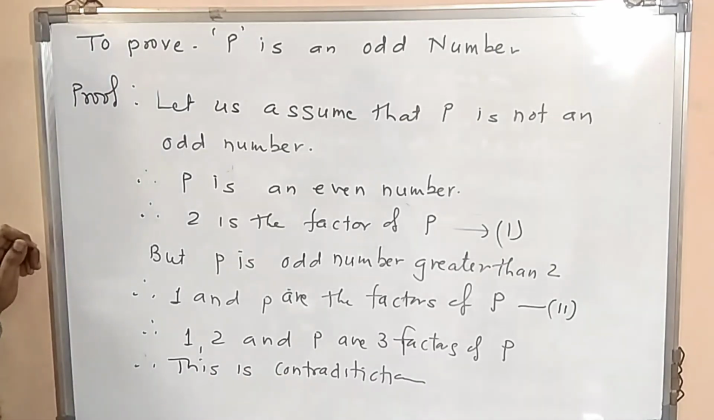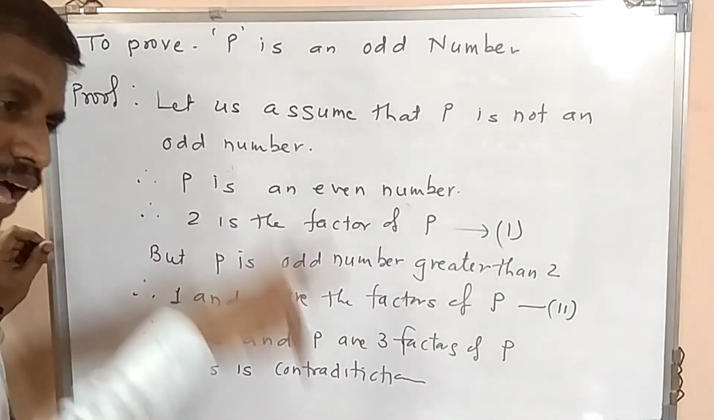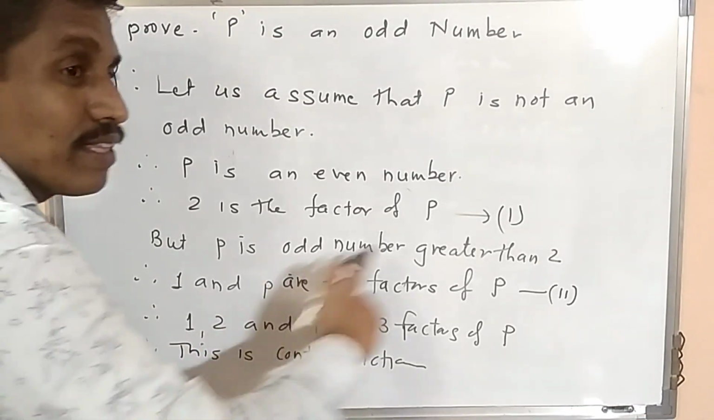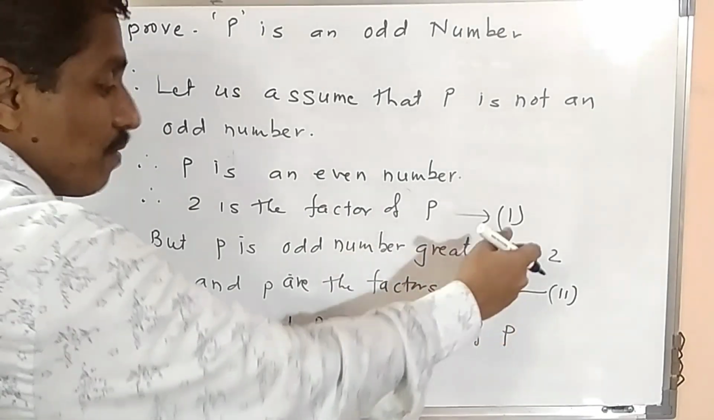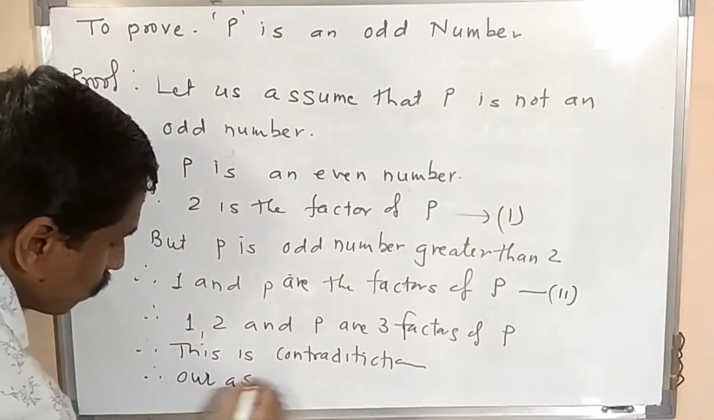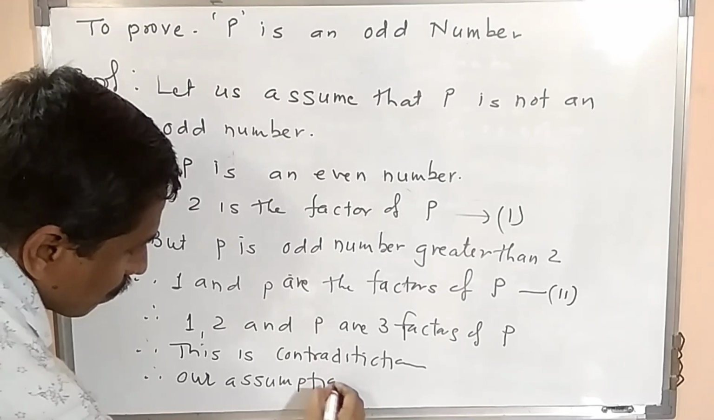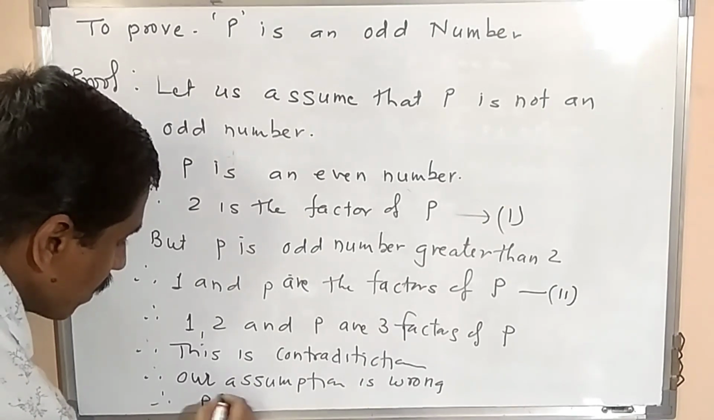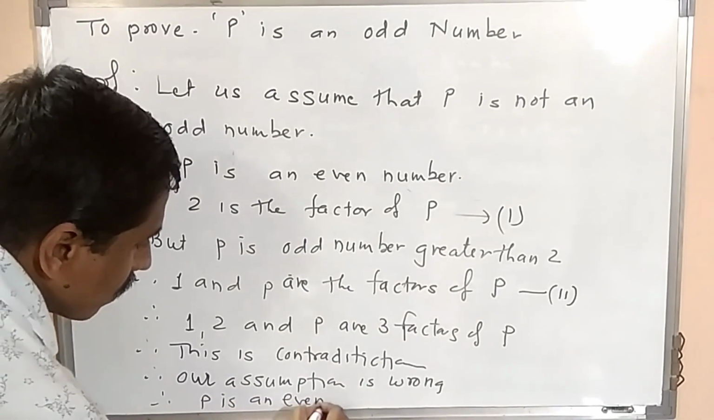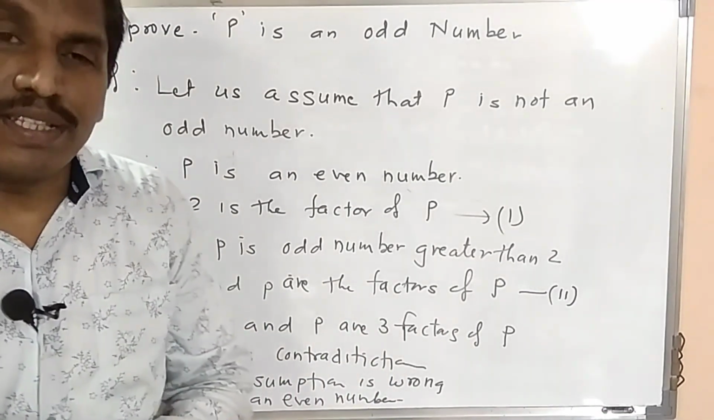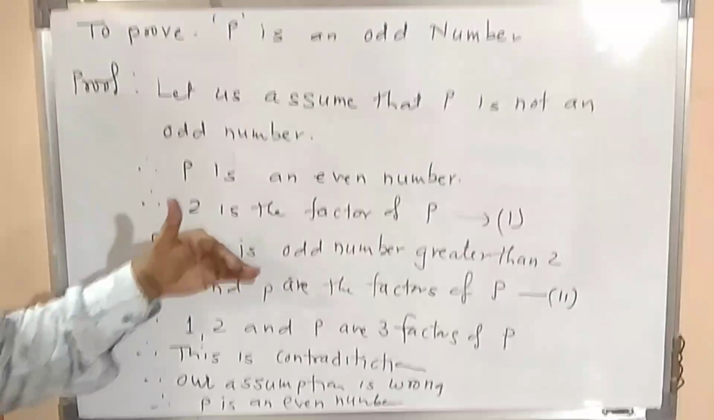What do you mean by contradiction? Because a prime number has only two factors, and here what we have proved is 1, 2 and P. There are 3 factors of prime number P, and therefore this is a contradiction. Therefore our assumption is wrong, and therefore P is an odd number. So in this way we prove this theorem. We have proved this theorem using the indirect method.